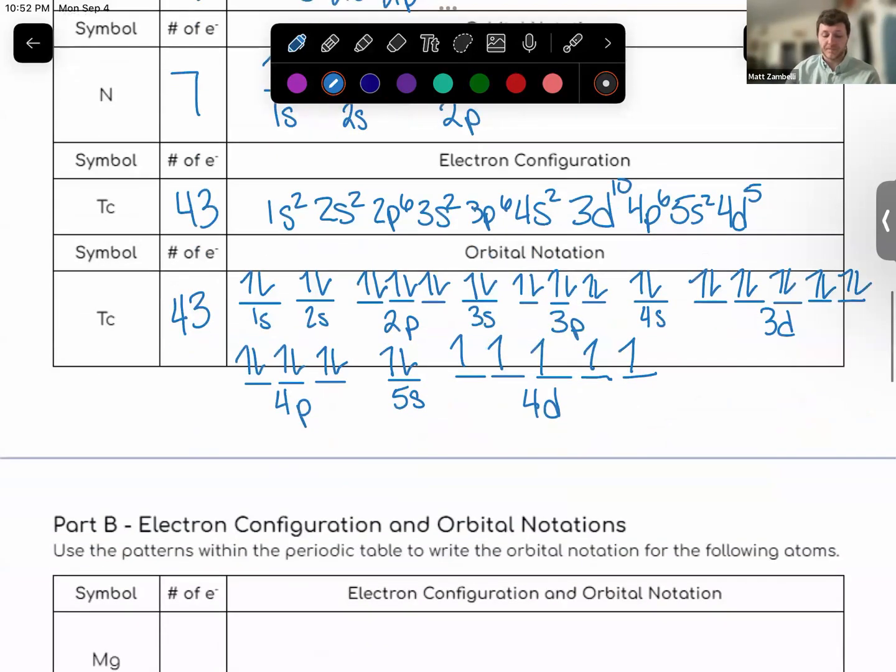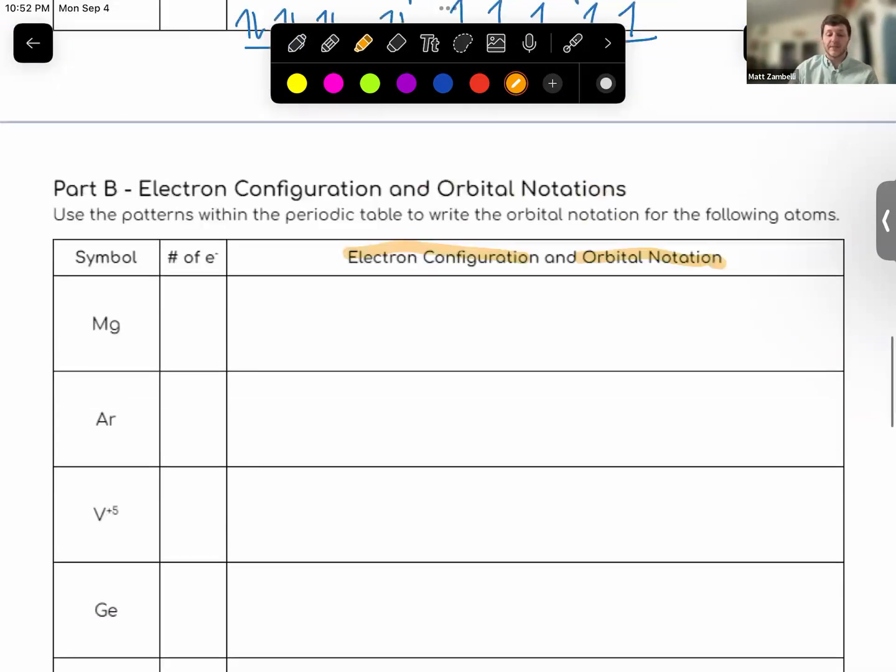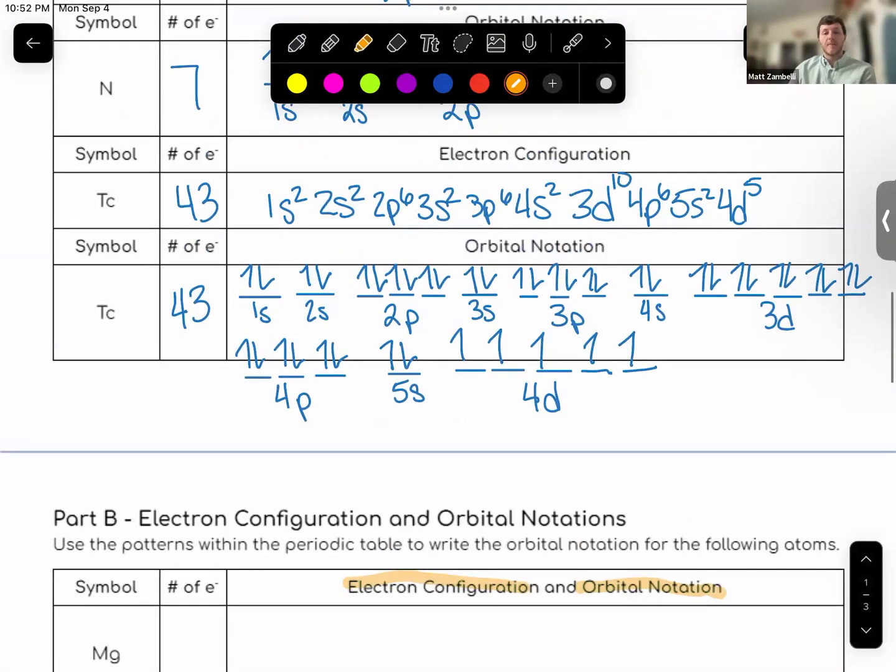All right. So now you have some practice. Remember, you need to do both the electron configuration and the orbital notation for these. So there's not room to split them up like there was before, but you're going to do both of them down below. And then just go through and identify which rule is being broken in the last section.